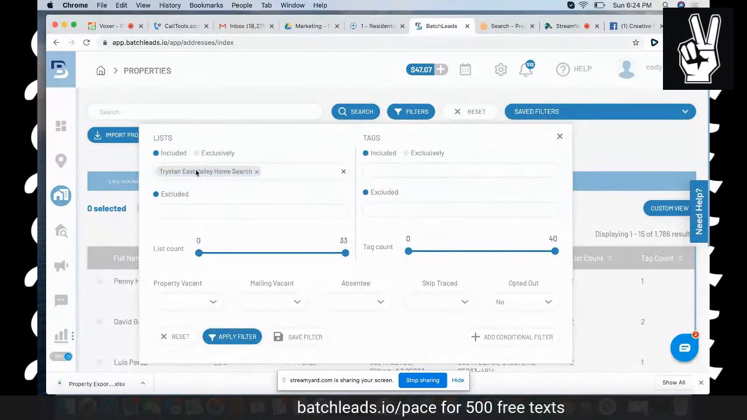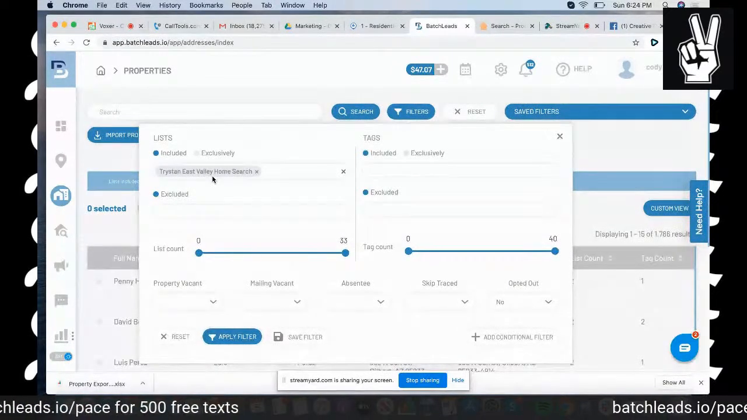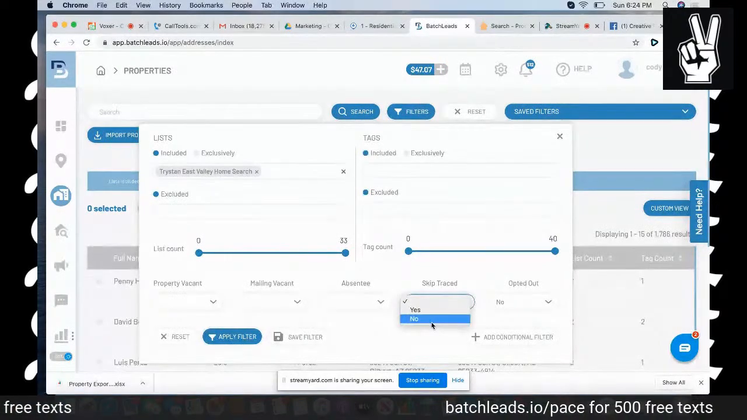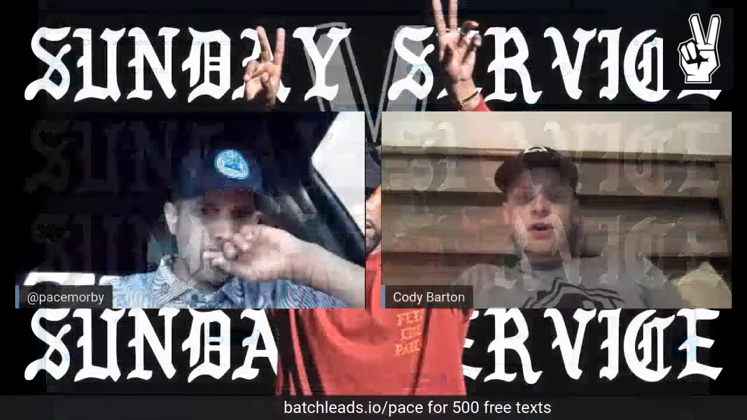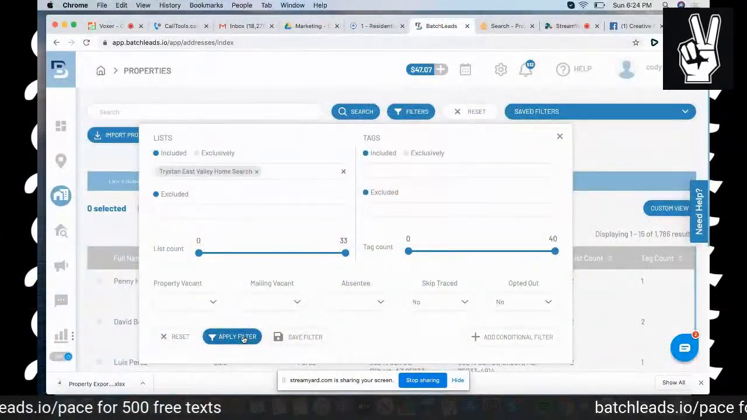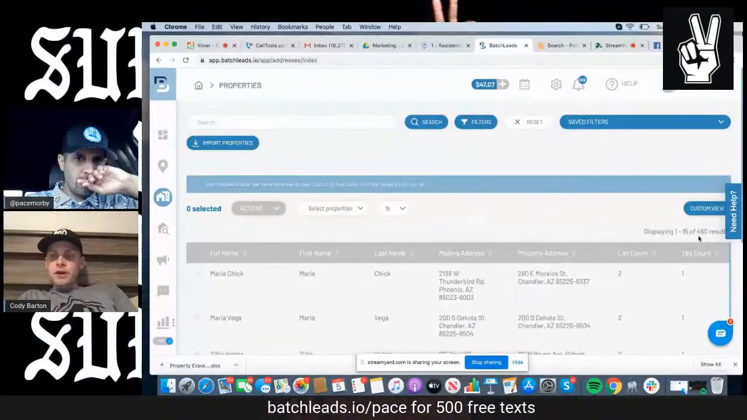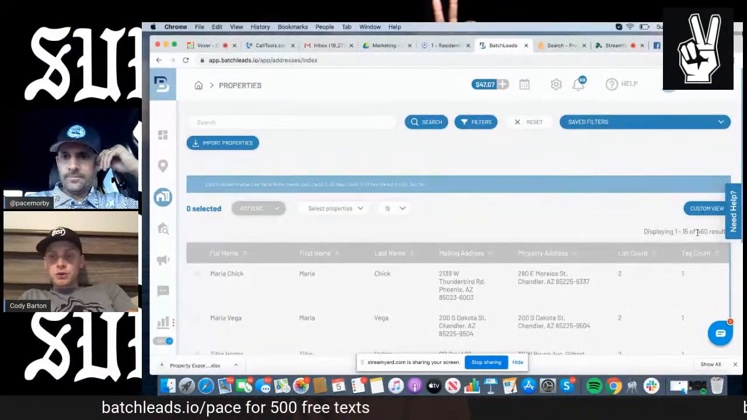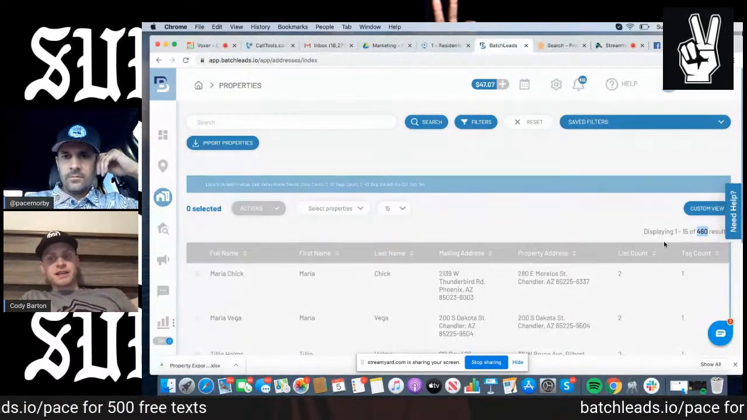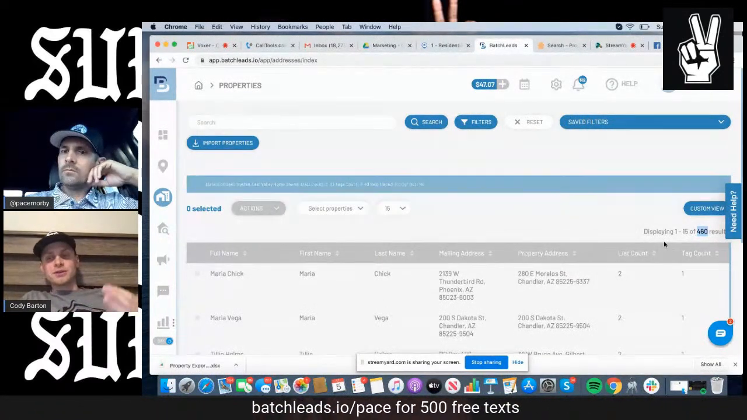So what you can do is, the list that we have pulled for Tristan, we're going to go to skip traced and select no. Then we can see the properties that we actually need to skip trace. We went from 1,700 results to 460. So we have a list where we already have 1,300 or so of those records already skip traced.